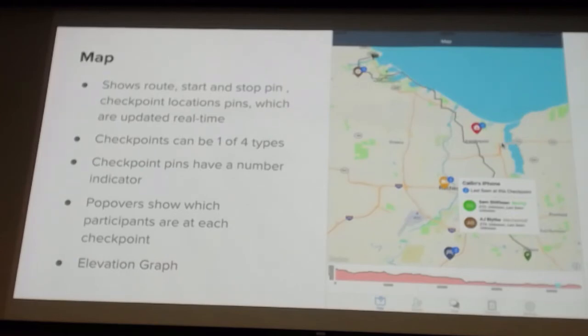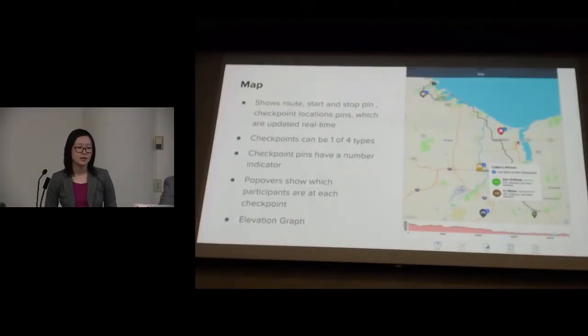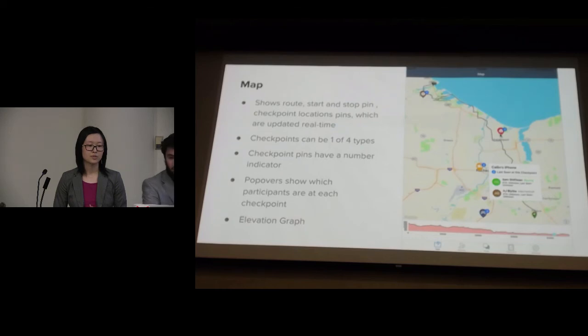You'll also be able to see checkpoint pins for all checkpoints that are assigned into the race, which can be one of 4 types. They have different icons based on what type of checkpoint it is. So the brown one at the top left is a mechanical stop, the red one is a medical stop, the orange one is the SAG crew, and the blue one at the bottom is a rest stop.